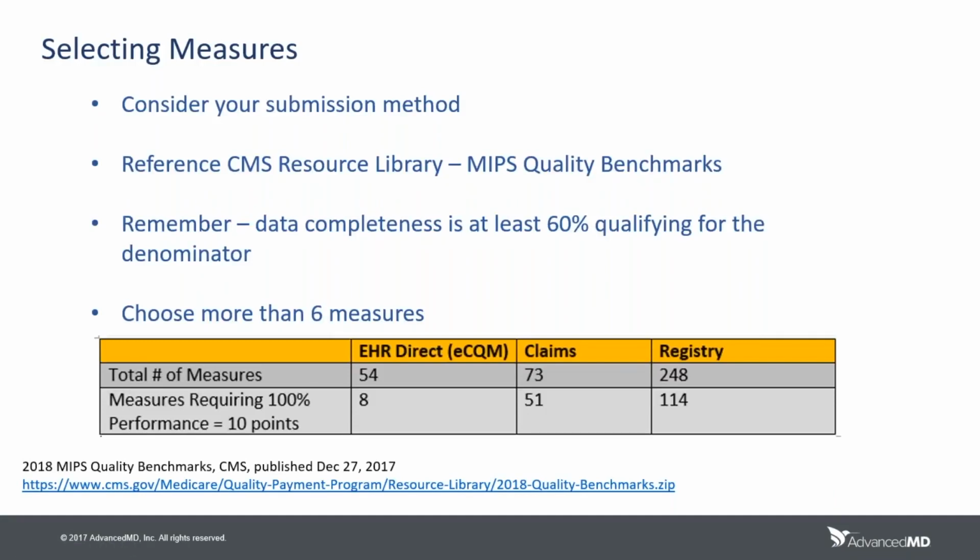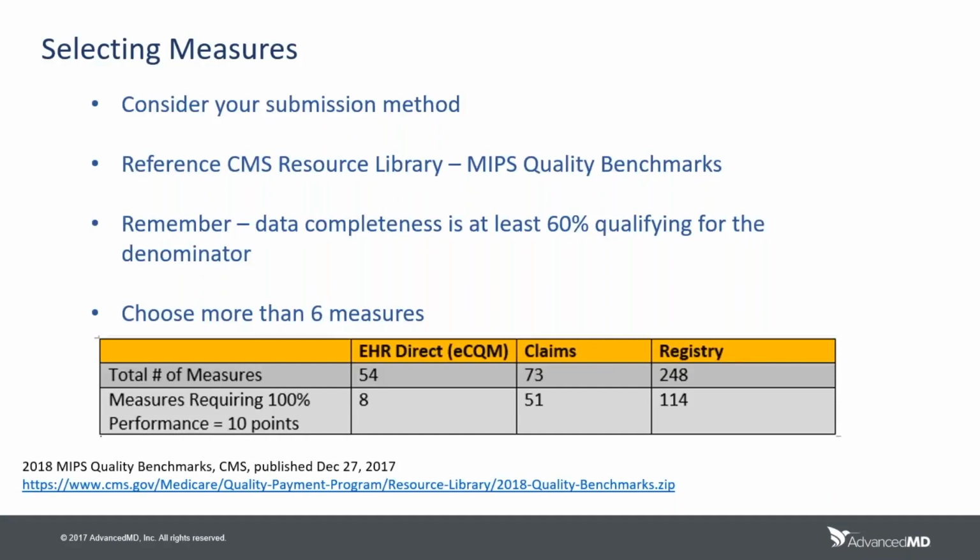And also remember that the data completeness for 2018 is 60% of qualifying patients or visits. So you must meet data completeness to earn more than 3 points for each measure. And this is important because it's not to be confused with the 50% scoring for the MIPS performance category. This is 60% of your patients or visits to ensure that you're qualifying for that measure.